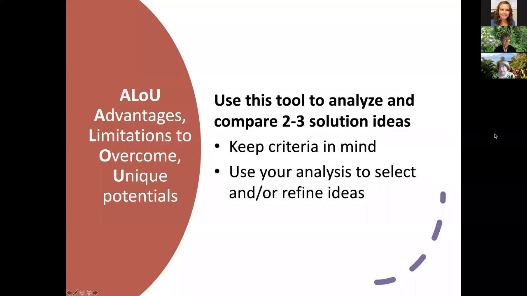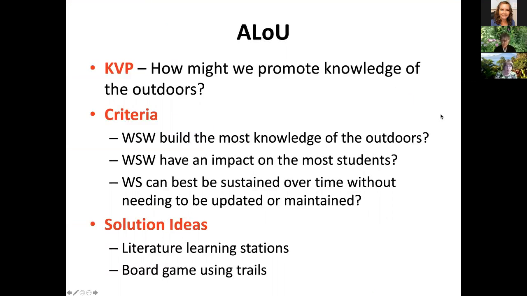Okay. Another tool that you can use for analyzing your solutions and making some decisions is called ALOU, advantages, limitations to overcome, and unique potentials. So you would use this tool to analyze and compare 2 or 3 solution ideas. This one doesn't work as well for 5, 6, 7 ideas because it just gets too lengthy, but you could do it with that if you wanted to. So with ALOU, let's look at the same problem. How might we promote knowledge of the outdoors? And the same criteria, and we'll look at 2 solution ideas, the literature learning stations and the board game using trails. Those actually did come up high, 1 through 3 on our list.